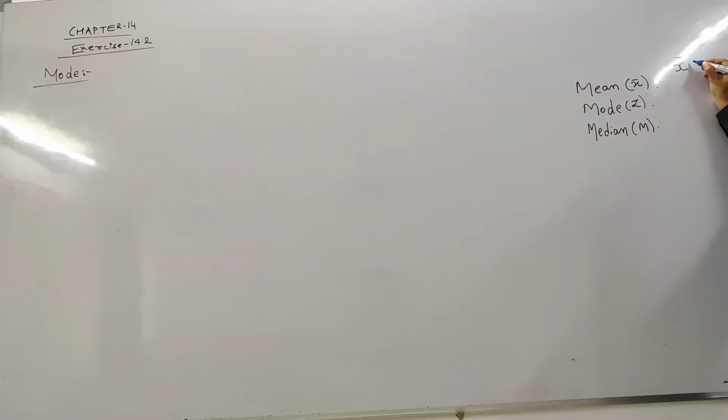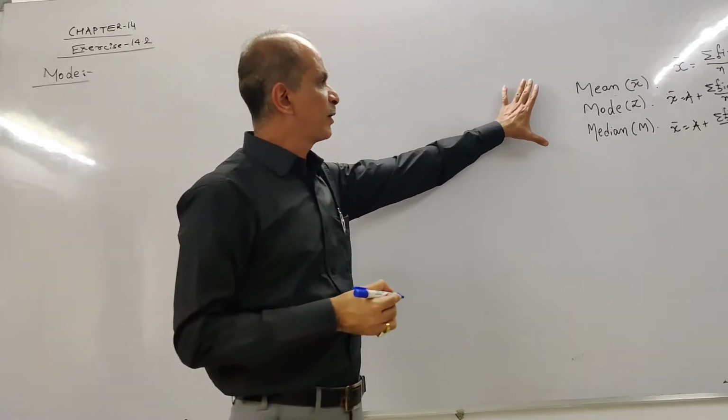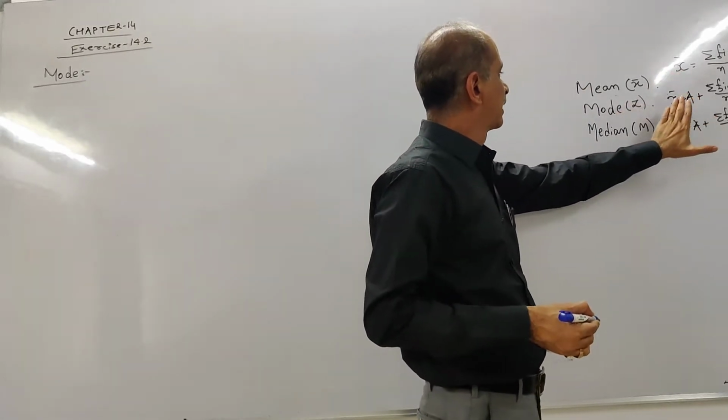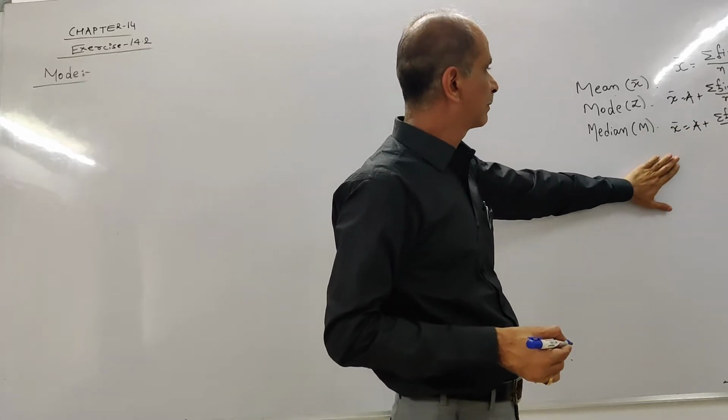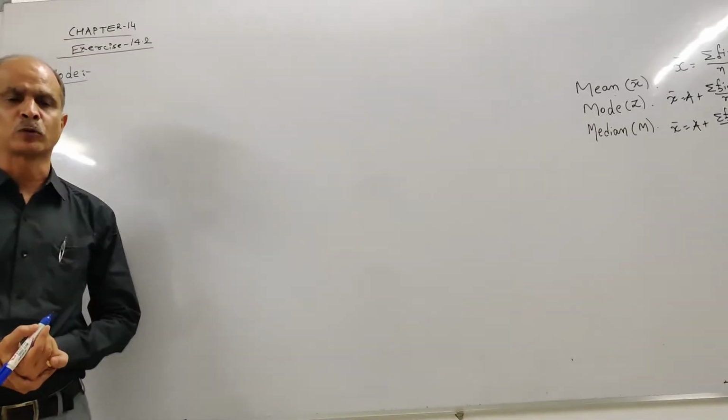There are 3 main formulas. X bar is equal to sigma fi xi upon n. Second one, x bar is equal to a plus sigma fi di upon n, and the third one is x bar is equal to a plus sigma fi ui upon n into h. We have solved many examples on the basis of these 3 formulas. First one, general formula. Second one, assumed mean formula. And third one, step deviation method to find the mean of grouped data.